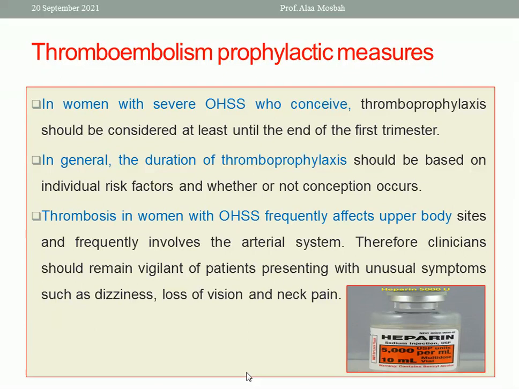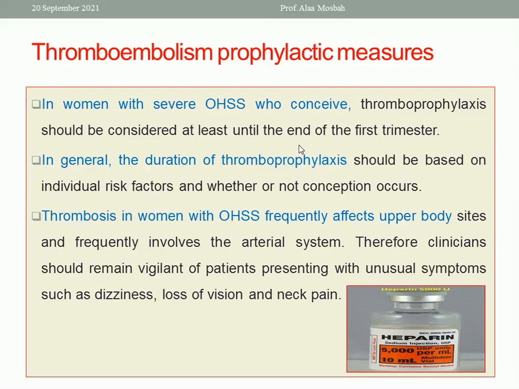Thromboprophylaxis should be considered at least until the end of the first trimester. But in general, thromboprophylaxis depends on the risk factors. So if the patient carries risk factors like thrombophilia and so on, you can continue anticoagulant until the proper time. But we are talking about cases without risk factors. If she became pregnant after ART with ovarian hyperstimulation syndrome, you should continue until the end of the first trimester.